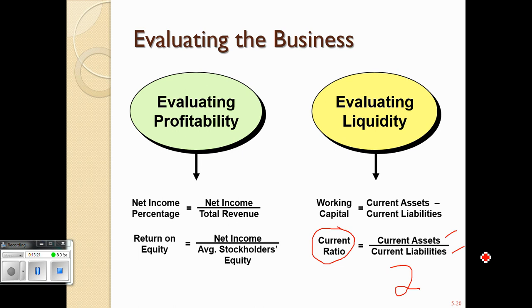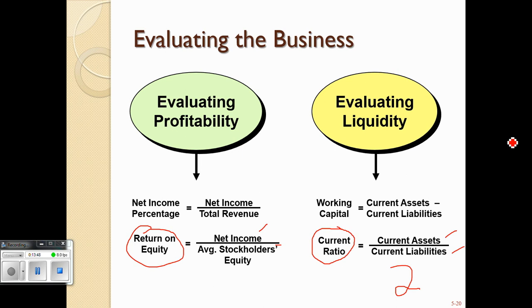It's one of those items that can be addressed to some extent with window dressing, which we talked about in the last chapters. The other one that we also like to talk about pretty often is our return on equity, which is net income divided by average stockholders' equity. Average stockholders' equity is the beginning stockholders' equity plus the ending stockholders' equity divided by 2.